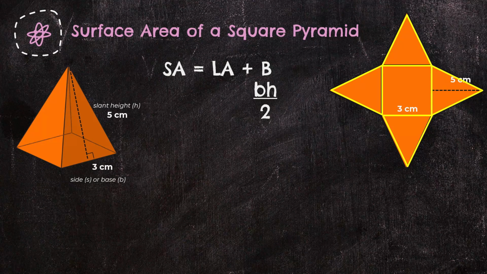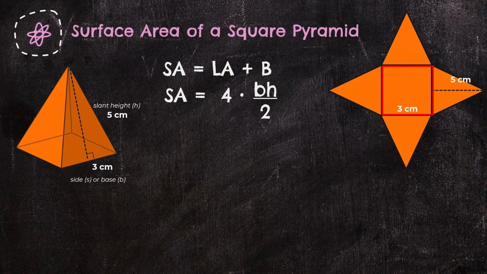Since we have 4 equilateral triangles, all you have to do is multiply 4 by the area of the triangle. So we have 4 times base times height divided by 2. And the base is in the form of a square. So what is the formula on how to find the area of a square? We have side times the side, or s squared.